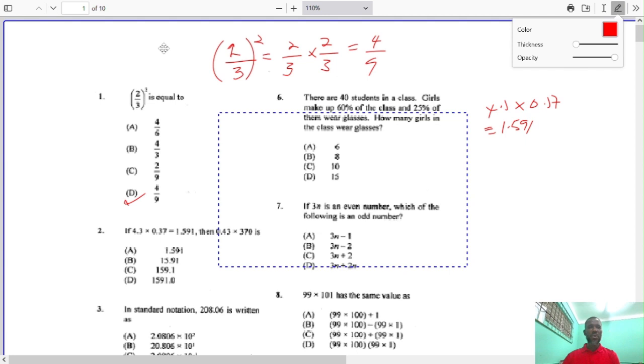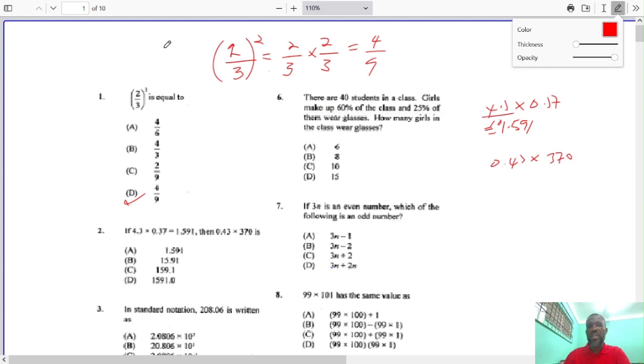If we look here, 4.3 divided by 10 gives 0.43. And 0.37 multiplied by 1,000 gives us 370. So therefore, we cancel: 10 into itself goes one time, 10 into 1,000 goes 100 times. So whatever the answer is at the top, if we multiply it by 100, then we would get the answer.